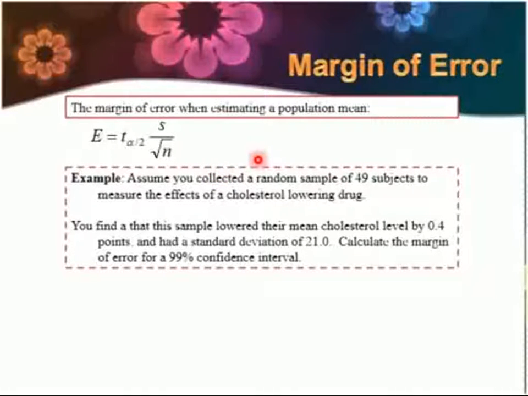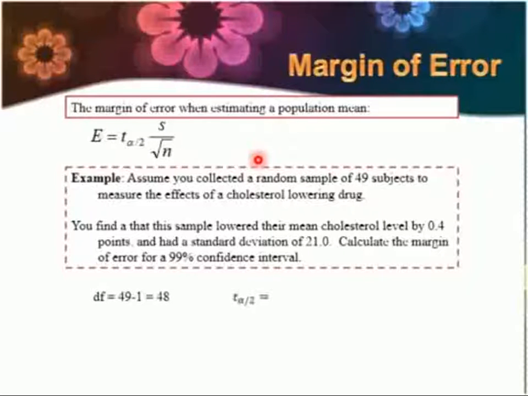Assume we collected a random sample of 49 subjects to measure the effects of a cholesterol-lowering drug. You find that this sample lowered the mean cholesterol level by 0.4 points and had a standard deviation of 21 points. Calculate the margin of error for a 99% confidence interval. First of all, let's calculate the degrees of freedom. Since there are 49 subjects, our sample size is 49, which makes our degrees of freedom one less, that is 48.